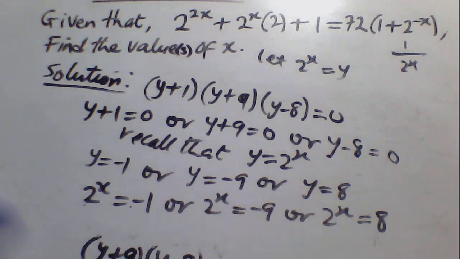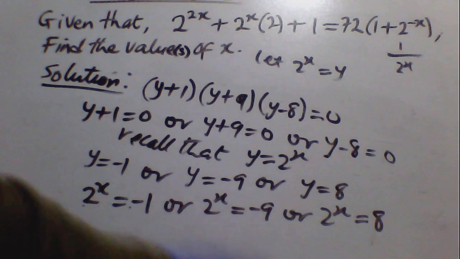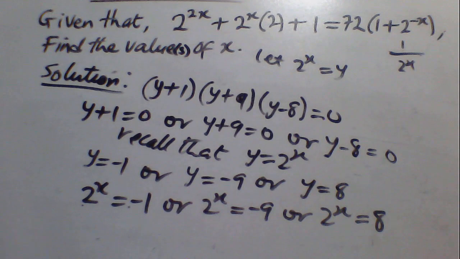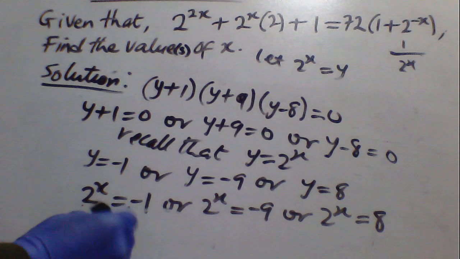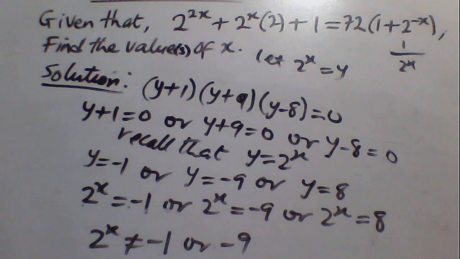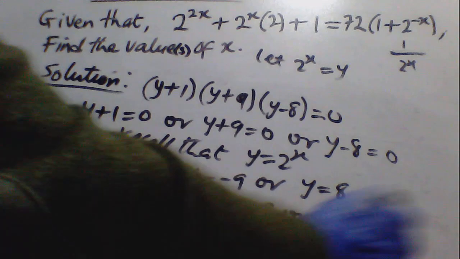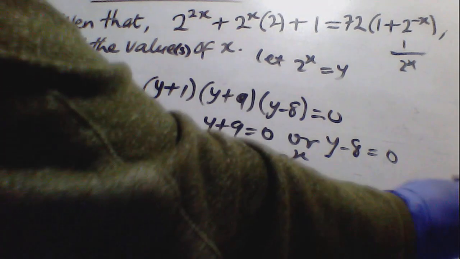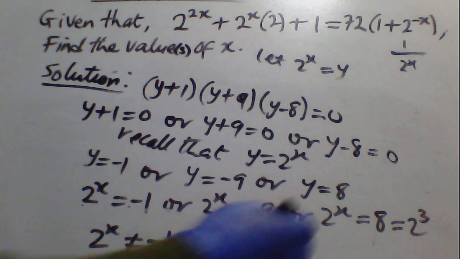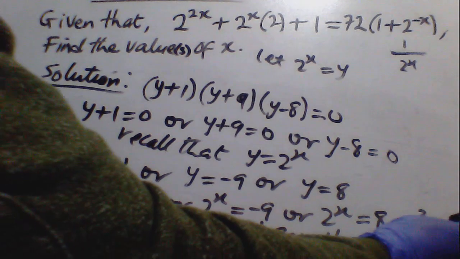So what is the next thing to do? Notice that the values that give us minus, we can no longer work on them. Notice that we can work on this one, because we can find the value of x. 2^x is not equal to −1 or −9. So we're left with this. And from here, we know that 8 is the same as 2 raised to the power 3. Equal base cancel out.